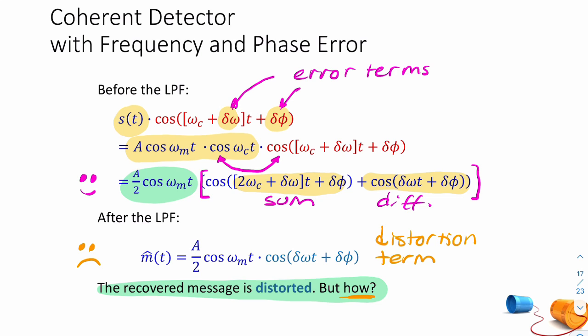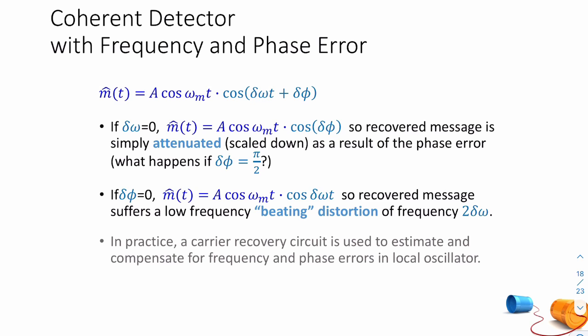So the question is how? What does this actually do to your message? And what does this do to your message? And what do they both do together? So notice that one of these is multiplied by t, one is a factor of t, and one isn't a factor of t.